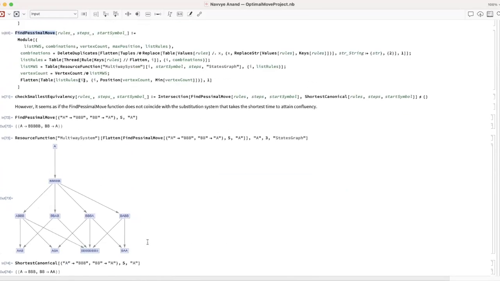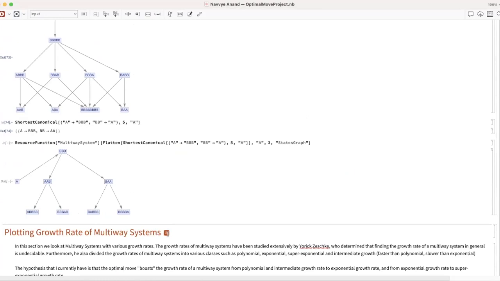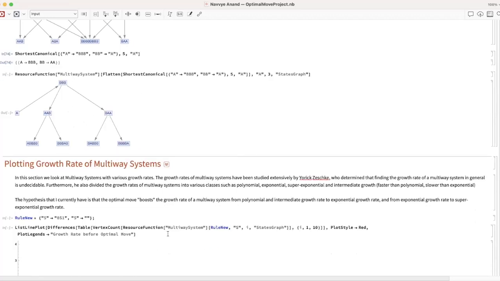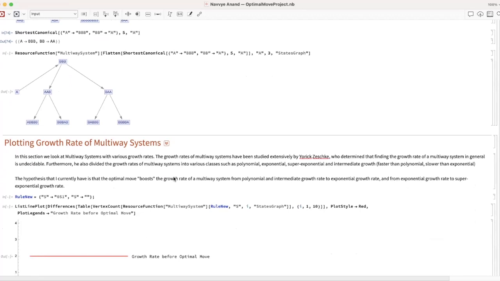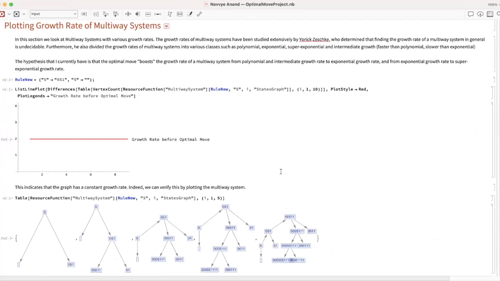And so now that we've looked at all of this, we can actually look at the growth rate of multi-way systems. The growth rate of multi-way systems has been studied extensively by Jörg Zeschke, who's a Wolfram researcher. He determined that finding the growth rate of a multi-way system in general is undecidable. And he also divided the growth rates of multi-way systems into various classes, such as polynomial, exponential, super exponential, and intermediate growth, which is faster than polynomial, but slower than exponential.